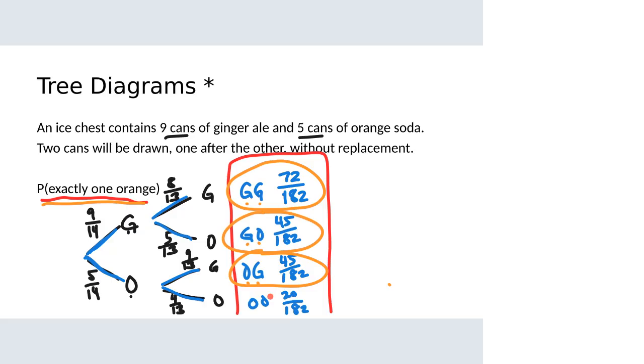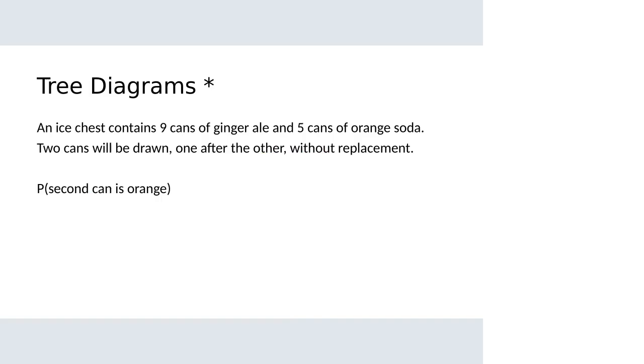But I need to add those other ones together. And when I add those, 72 out of 182 plus 45 out of 182 plus 45 out of 182, I get 162 out of 182. If we were asked to write that as a decimal, we just divide. You don't have to reduce the fraction. 162 out of 182. All right, one more to go on this situation.